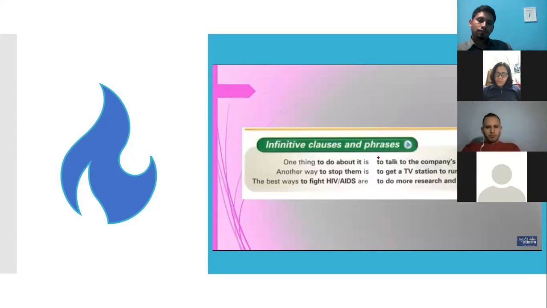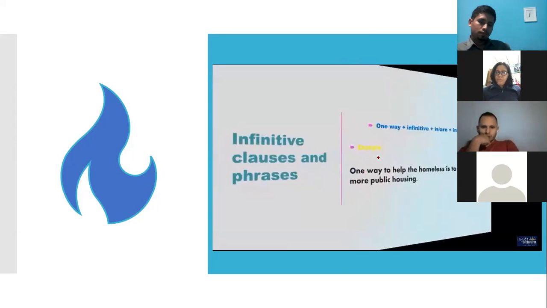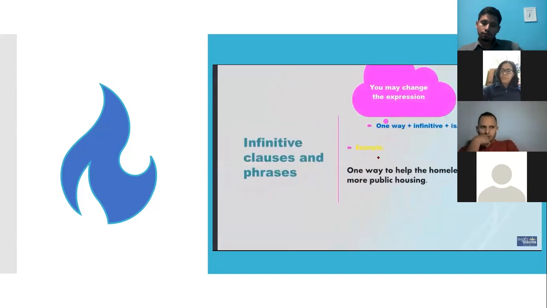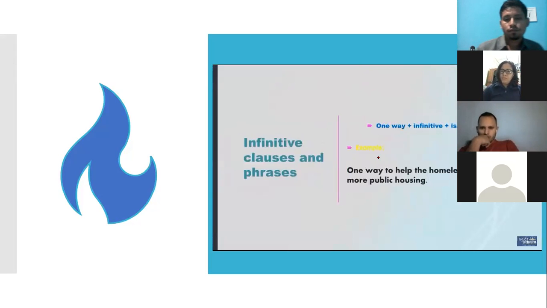Let's go back and notice the expressions used in the grammar box. One thing, another way, the best ways. With these expressions, we must continue using one way plus infinitive plus is or are plus infinitive. For example, one way to help the homeless is to build more public housing.